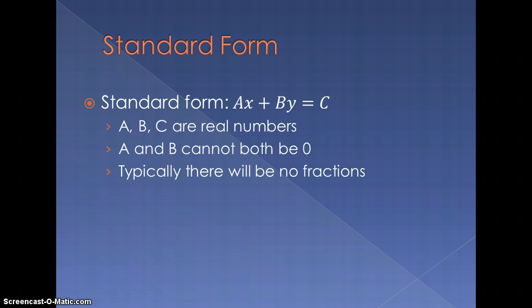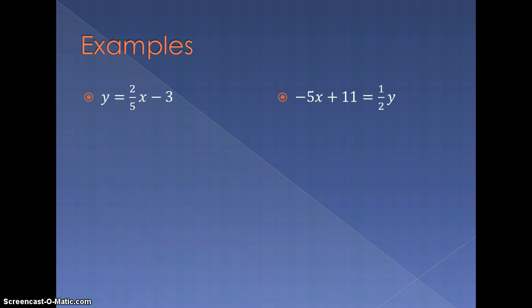And in the middle here, A and B cannot both be 0 at the same time. So that means A could be 0, but B couldn't, or B could be 0 and A couldn't. So only one of them can be 0. And really, typically they're not 0. So that's where we're at there.